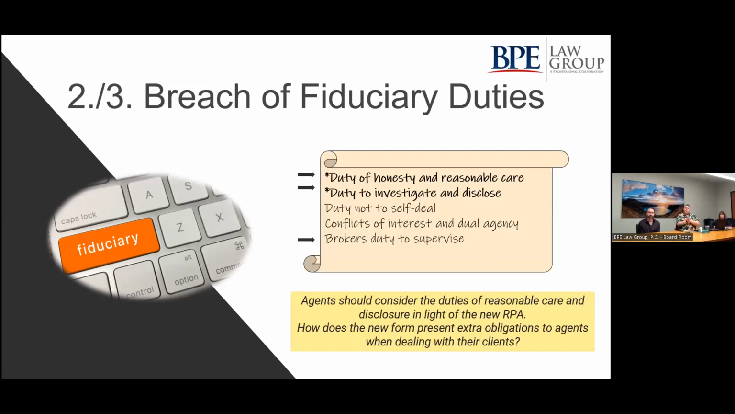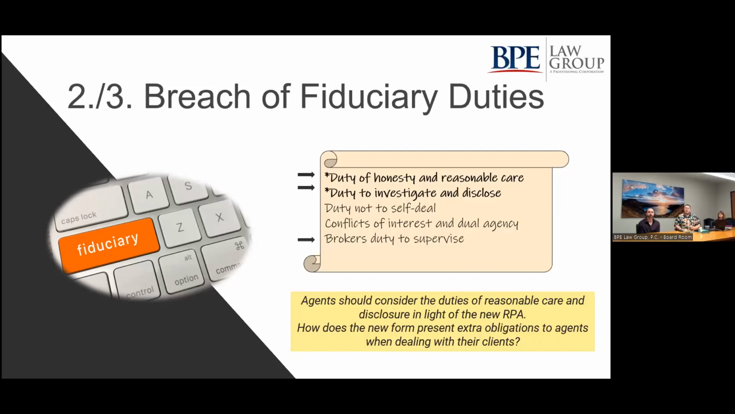Another one, a duty not to self-deal. I think this goes without saying that you can't self-deal. The NAR rules have a requirement in the ethics provision that says if you're a party to the transaction and you're a licensed agent, you have an obligation to disclose that licensing. You have to make sure that people understand your level of participation in this deal.